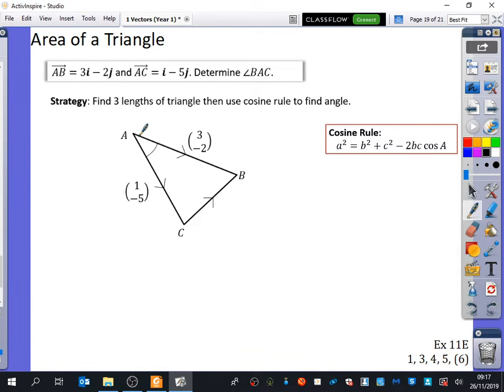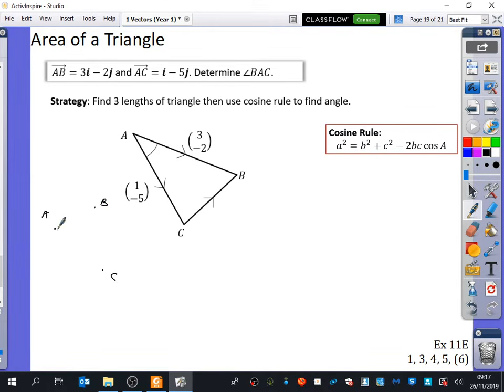So the strategy is to find the three lengths of the triangle and then to use the cosine rule afterwards to find the angle. They've told us that AB, to go from A to B, is (3, -2), and to go from A to C is (1, -5). If you didn't have that diagram drawn, what you should probably do is for a triangle, you can just put any 3 points on a page. You can label them A, B, and C however you like.